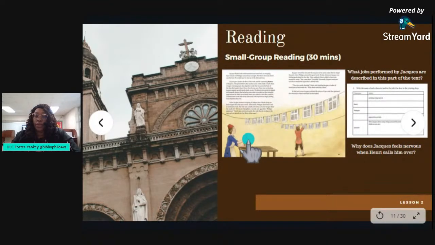Continue with students reading pages 20 and 21 silently. The teacher asks literal and inferential questions, and students will add some more to their chart about Jacques. Question number 2 on their activity page.